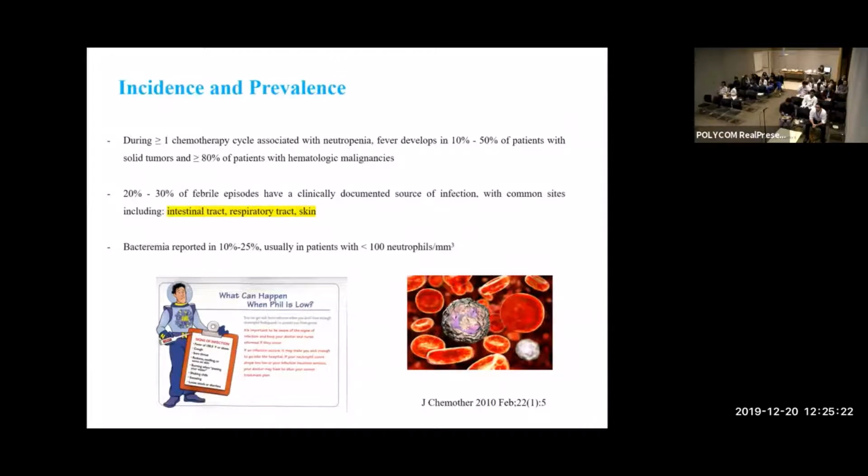In these cases, 20 to 30% of febrile episodes have a clinically documented infection, and the most common sites involved are the intestinal tract, the respiratory tract, and the skin. So it means that if a patient is febrile, two-thirds of these patients don't have a documented source of infection. And if you're profoundly neutropenic, if your ANC is less than 100, up to a quarter of these patients will have a bloodstream infection.